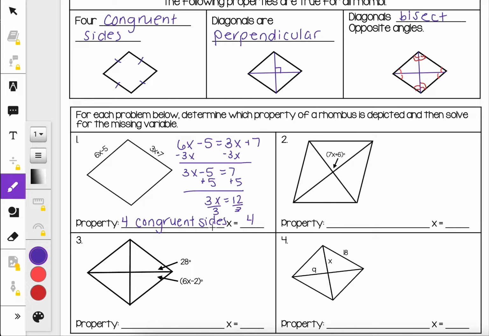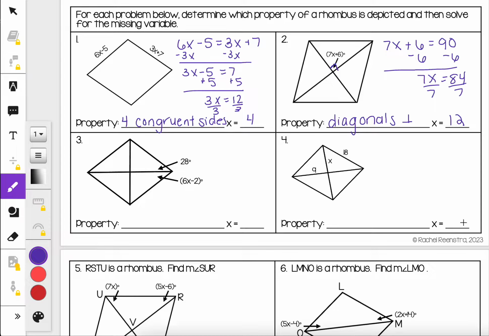Now, my next problem here, I'm looking at the diagonals of a rhombus, and I'm specifically looking at that angle where they intersect. Because my diagonals are perpendicular, I know that's going to be a right angle, so I'm going to use my diagonals perpendicular property to set 7x plus 6 equal to 90. So subtract 6 from both sides, 7x equals 84. And x equals 12.